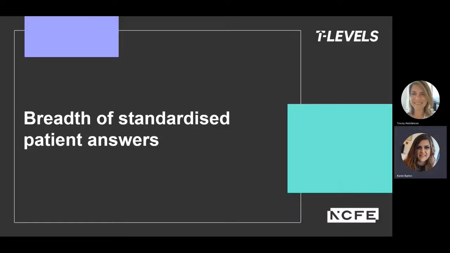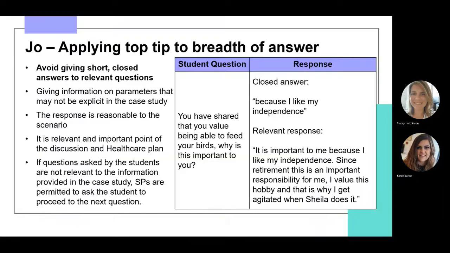We're now going to move on to looking at the breadth of standardised patient answers. Let's look at the example of Joe and applying the top tip of avoiding giving short, closed answers to relevant questions in relation to the breadth of the answers. An example of a student question could be, you've shared that you value being able to feed your birds. Why is this important to you?